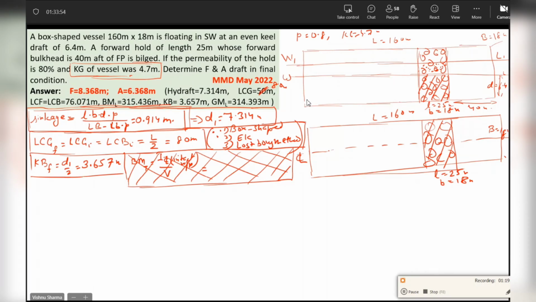Very good. Guys, if KB is D1 by 2, will LCB final and LCF final be the same? Yes, sir. Correct. What is it that you want to calculate? Tell me. What as a class would you like to calculate? LCB or LCF? LCB. Okay. Please calculate LCB. No problem. Whatever you are happy with, calculate that.